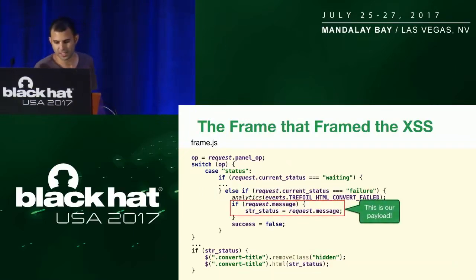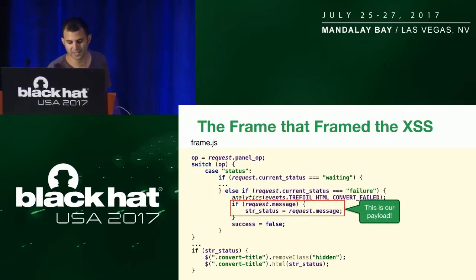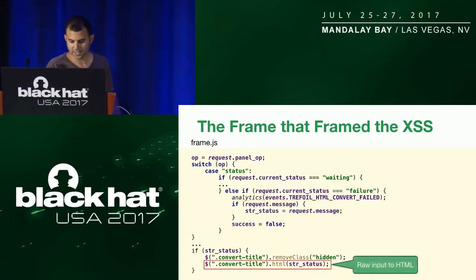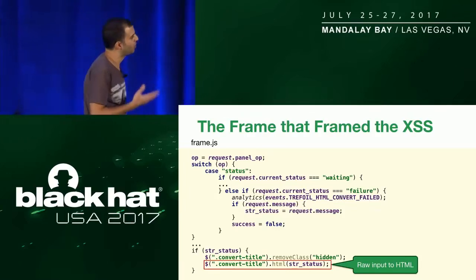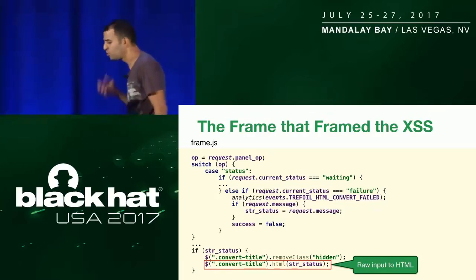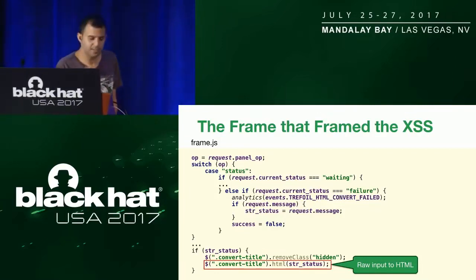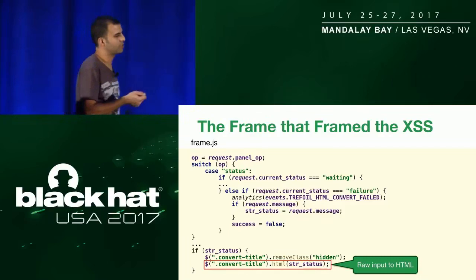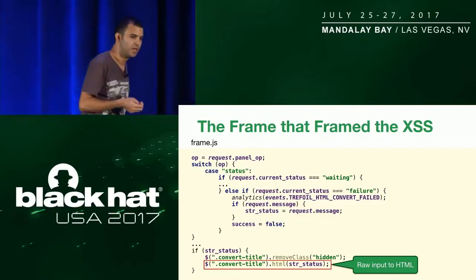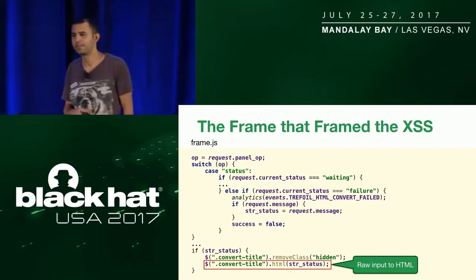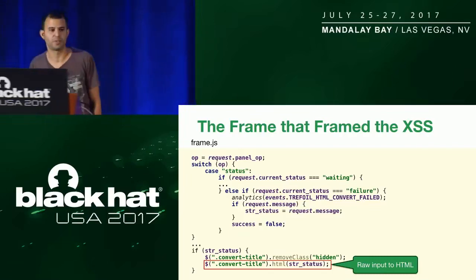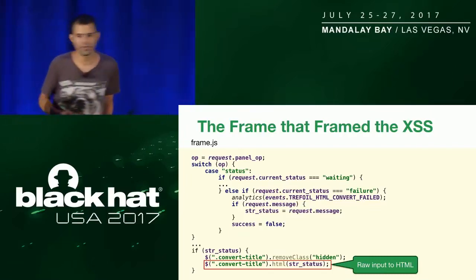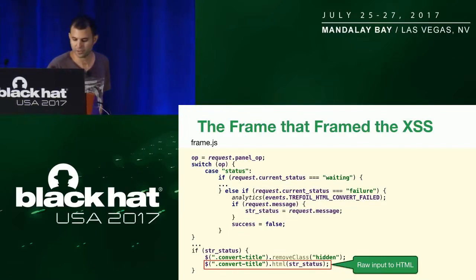It's pretty straightforward. Here's how our payload in request.message gets into str status, and then str status gets into the raw HTML of the title of this page. So that's really a common, easy, trivial case of XSS. It's so trivial that Google's CSP, Content Security Policy, blocks JavaScript execution in this case. Now, Tavis Ormandy in his report mentioned that there's a way to pivot that to code execution, but I didn't invest too much effort on that. I'll show you other examples.